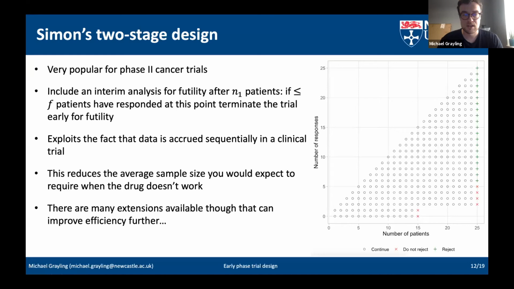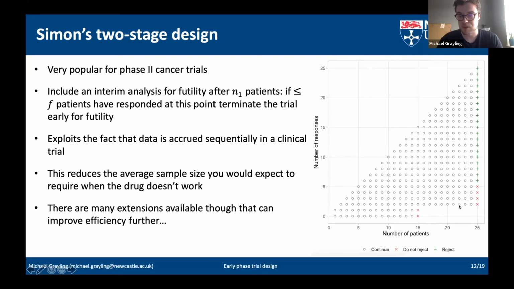that point. So this is really exploiting the fact that in a clinical trial, data is accrued sequentially. So it takes time to recruit these patients. It takes time to collect their data. So we have the possibility to take a look early on in the trial and potentially stop early. And what this is doing then is, because you're looking at the data early on, you have the possibility that you need a smaller number of patients. So on average, if you were to do a large number of these trials, you'd expect the sample size that you required on average to be smaller than that single stage design I had on the previous slide.